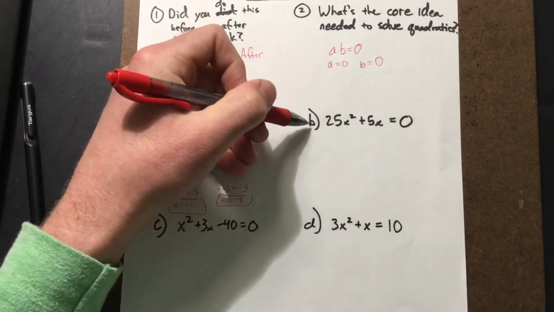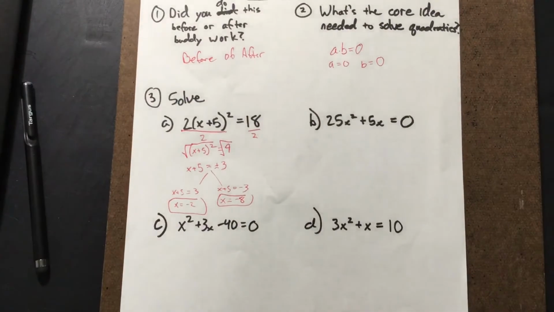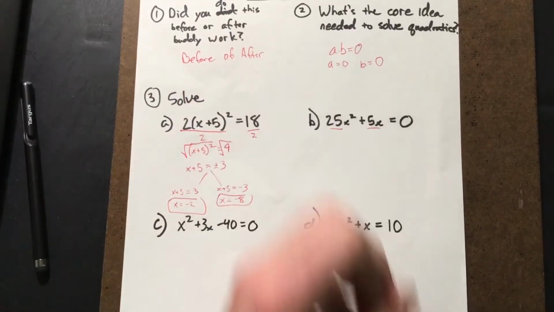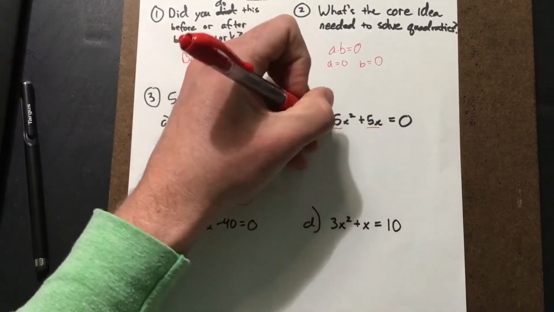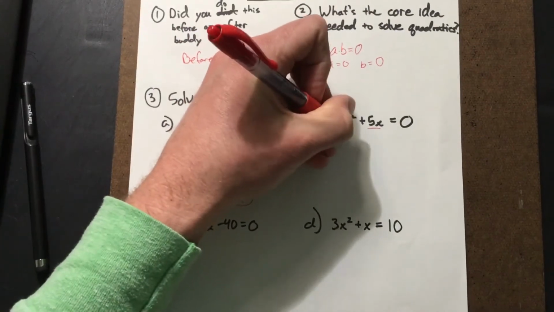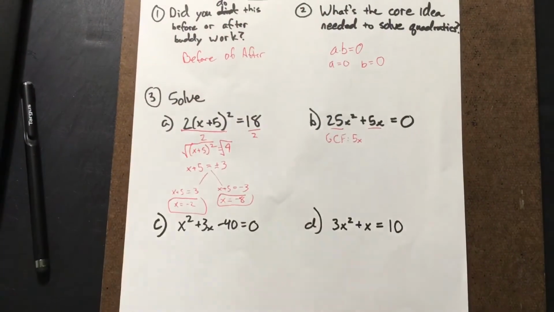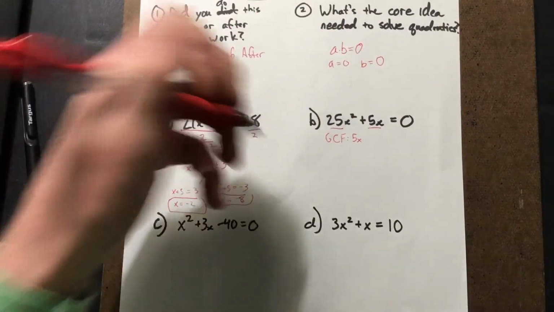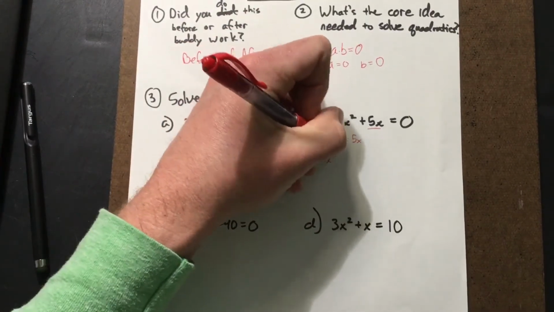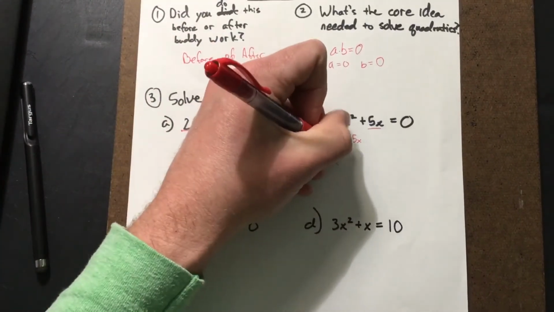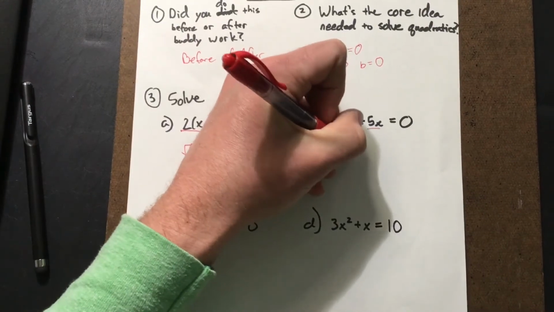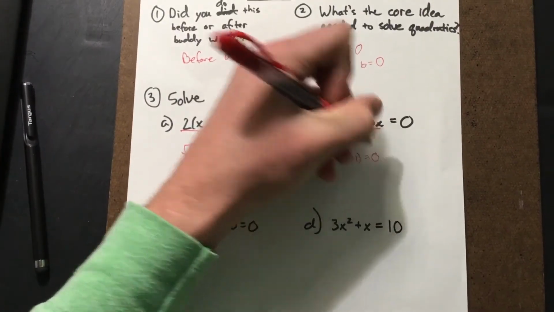Now, let's take a look at B. B is where we're going to use a little bit of factoring. What I'm noticing is some common factors, and the greatest common factor is going to be 5x. So I'm going to extract that 5x outside. And what that gives me is 5x times the quantity 5x plus 1 equals 0.